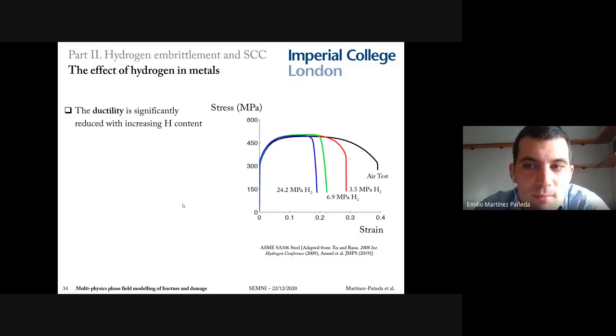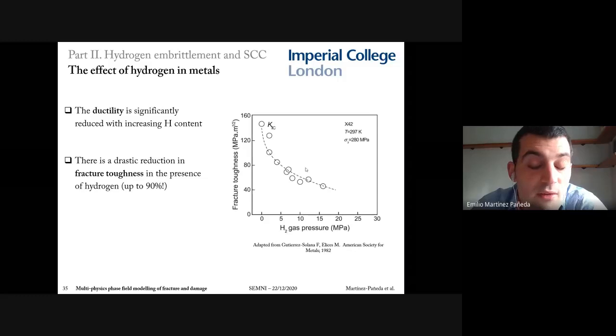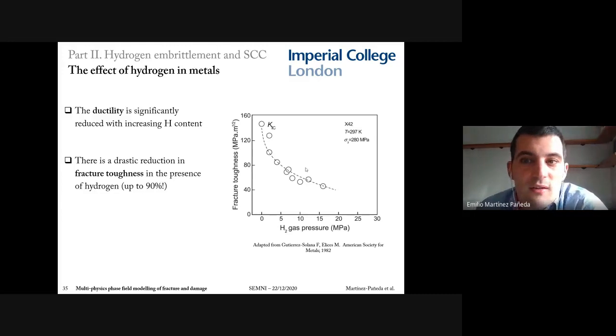One of these effects of hydrogen in metallic materials is how the ductility reduces significantly with increasing the amount of hydrogen. You can see here uniaxial stress-strain curves, and if we introduce hydrogen into our samples, for example, by exposing them to hydrogen gas, then we see a very strong reduction in the failure strain. Another important effect is the drastic reduction in fracture resistance. You can see in the slide that with increasing hydrogen content, we go from a fracture toughness on the order of 150 megapascals square root meter to a fracture toughness that easily goes below 40 megapascals square root meter. And this is a low strength steel. In high strength steels, the reduction in fracture resistance can be of up to 90%.